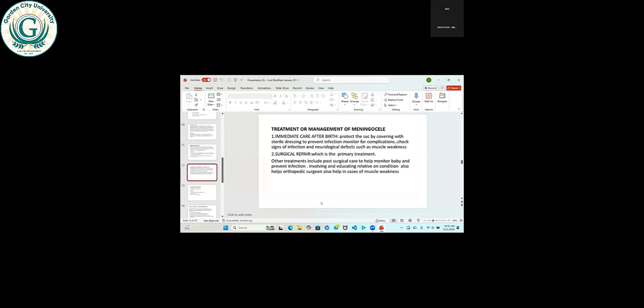gauze. The main reason that we cover it with a moist, sterile dressing is to prevent cracking. Because if the sac is dried out, the membranes can crack and rupture. When it ruptures, it can cause a risk of leakage of cerebrospinal fluid and infection. So if you are preventing cracking, the nerves surrounding the sac will be protected.